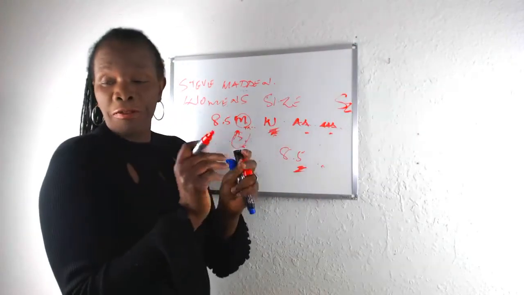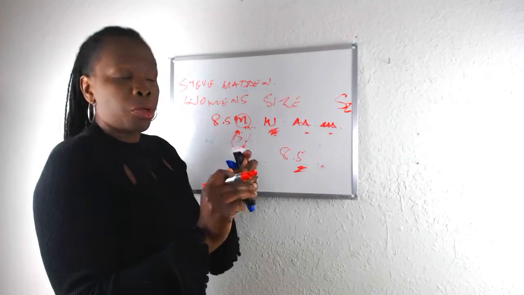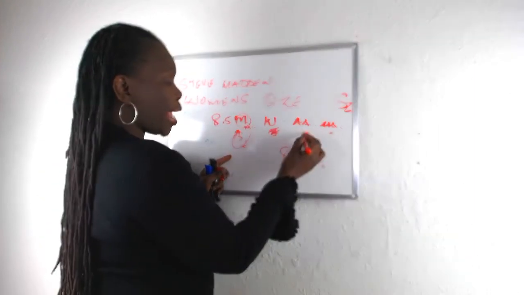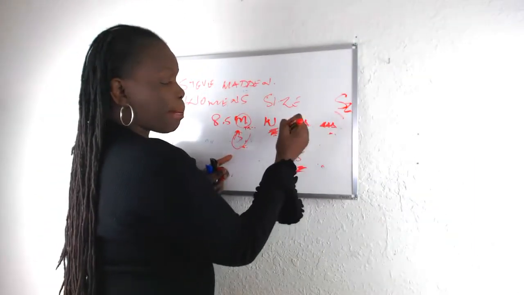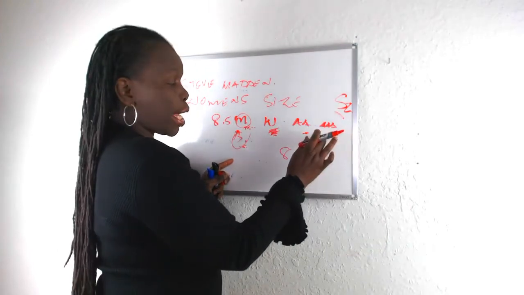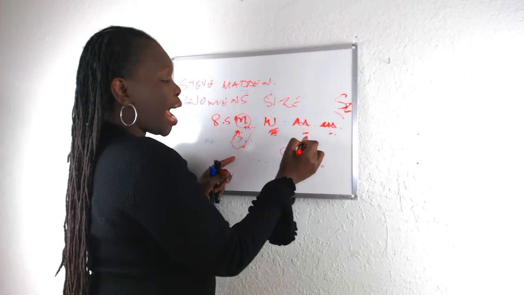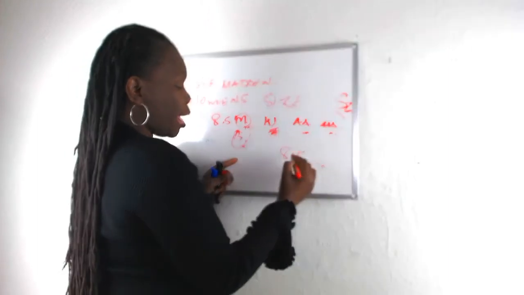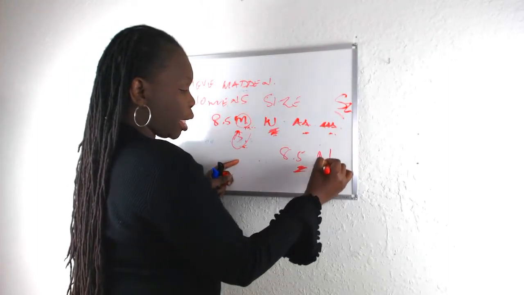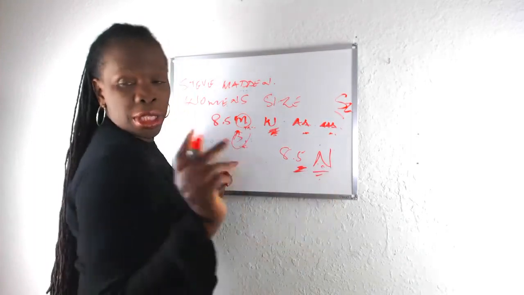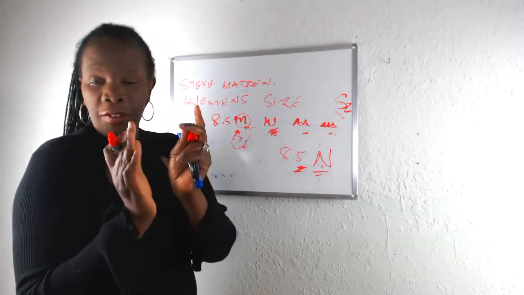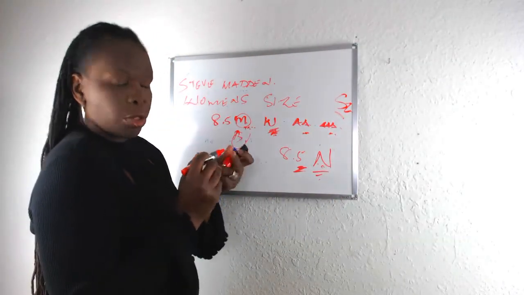It's an 8.5 wide boot, and if it's AA or triple A, this is very rare, but it happens. I've sold sneakers that had this, and if it has AA, this is narrow. It says AA or triple A, or at times it will put an N next to it. That means it's a narrow. It's for a lady with a very, very slim foot.